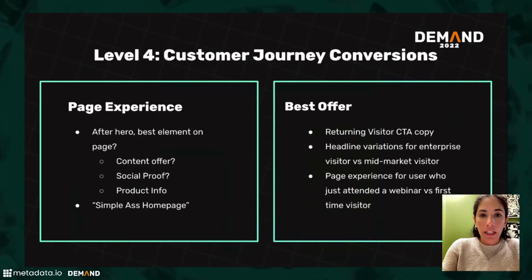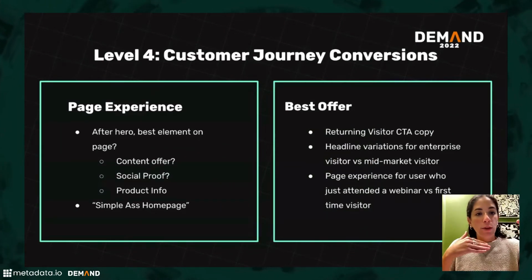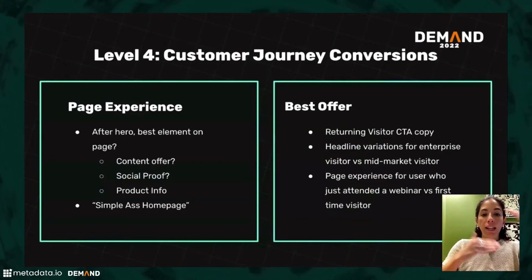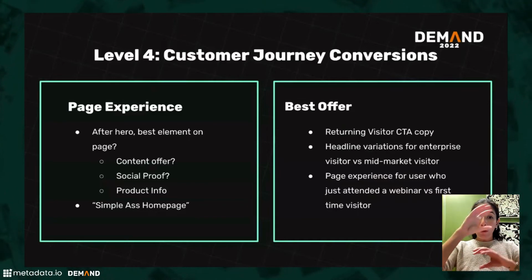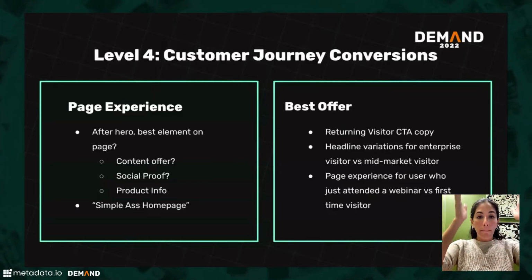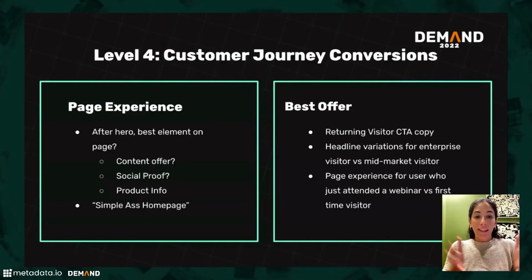Is it a content offer? Is it social proof? Is it product information? Can you test where those components fall on your page so that it makes the most sense on that specific page?